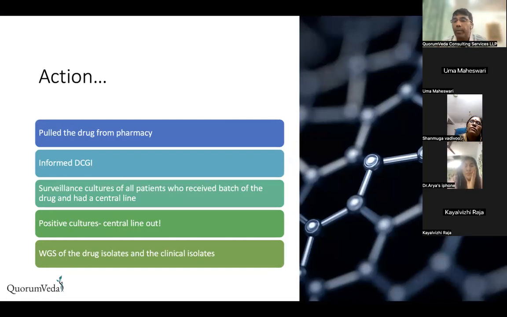Now what do we do? Friends, we have to inform the Drug Controller General of India. You can't just say we found out and pulled it out. You should inform about every outbreak drug. You have the legal, moral, ethical responsibility, however risky it is, to inform the Drug Controller General of India. And the Drug Controller General of India pulled out the whole batch of the drug from the country.